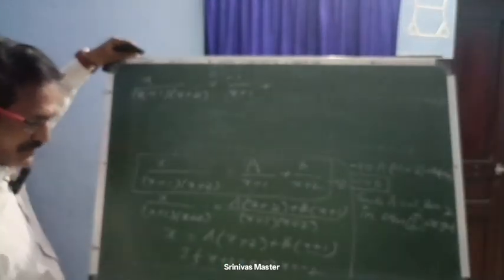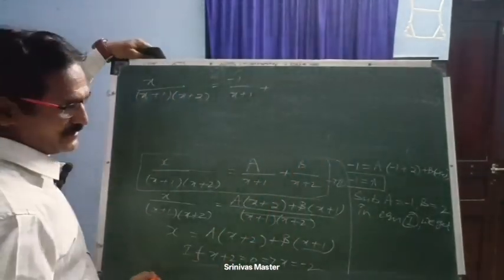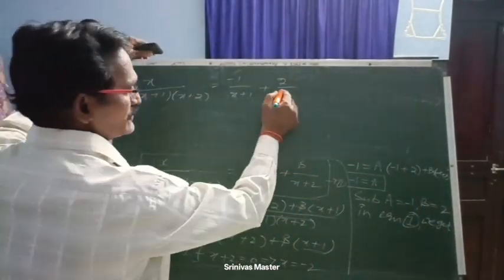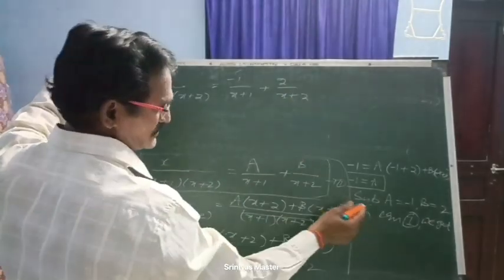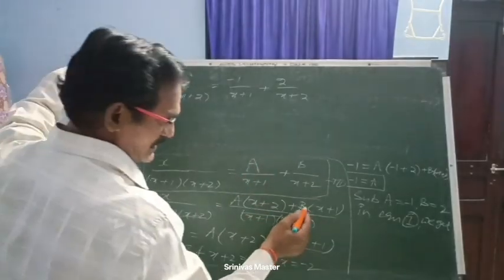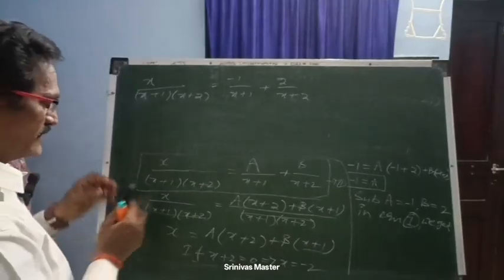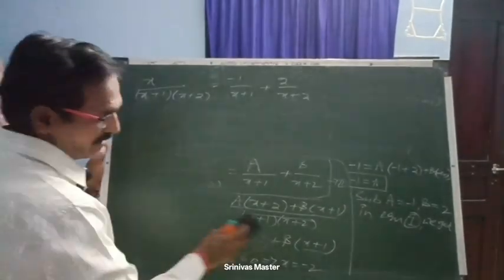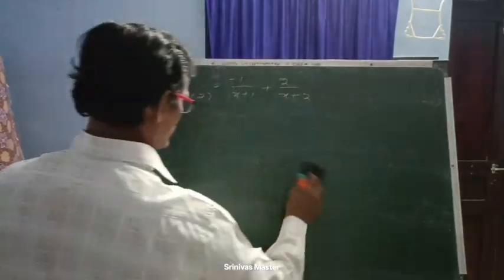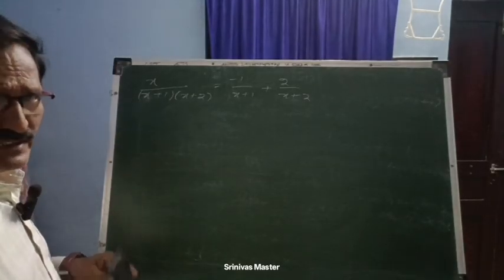What is the b value, children? B value, what you are getting? 2 you are getting. Here you take b is equal to 2. That means 2 by x plus 2. A value is minus 1. That means minus 1 by x plus 1 plus b by x plus 2. B value is 2. That means 2 by x plus 2. Okay. See, now it is ready to apply the integration, because the given question is this one, no? X by x plus 1 into x plus 2, you are finding the integration now.